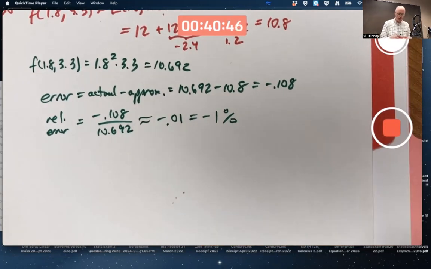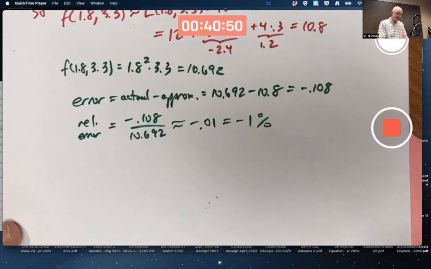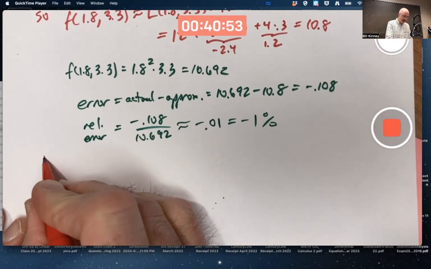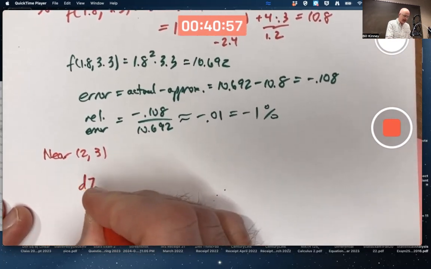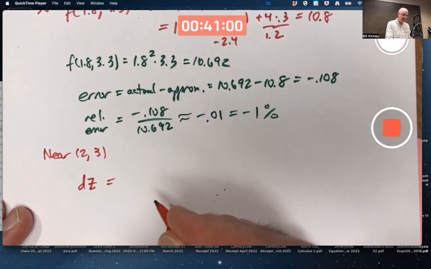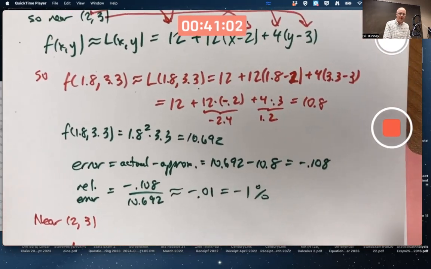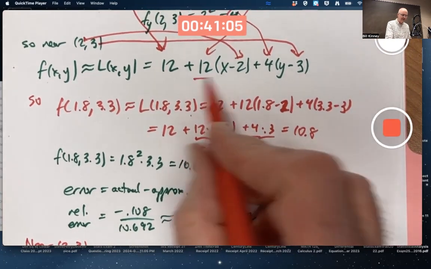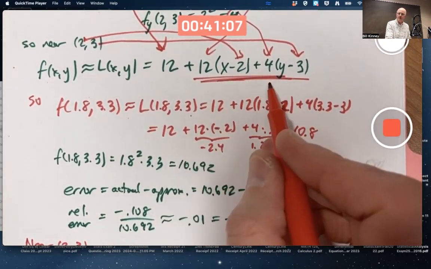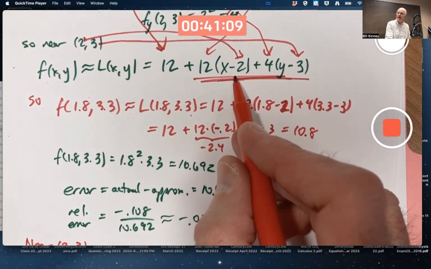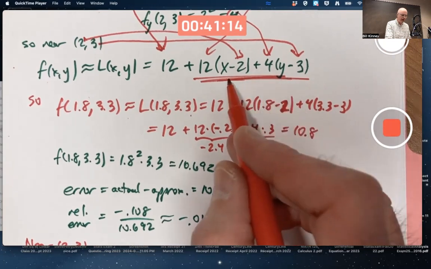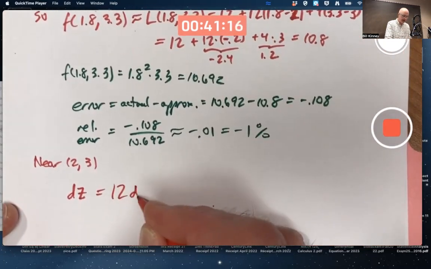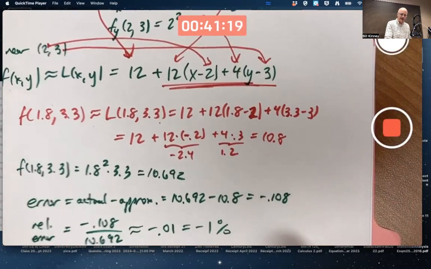In terms of the total differential, we would write, again, near the point (2, 3), dz would be what? Effectively, I'm using this part of the L of (x, y) function, replacing x minus 2 with dx and y minus 3 with dy. dz will be 12 dx plus 4 dy.